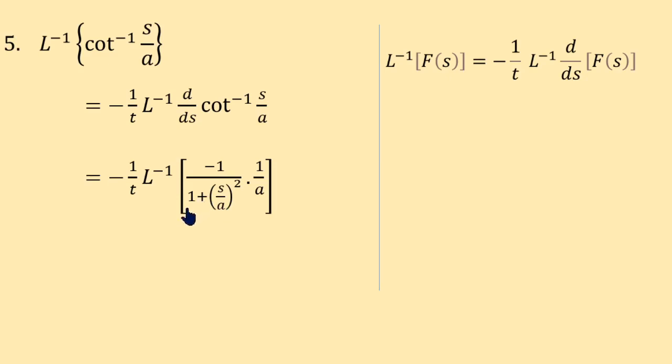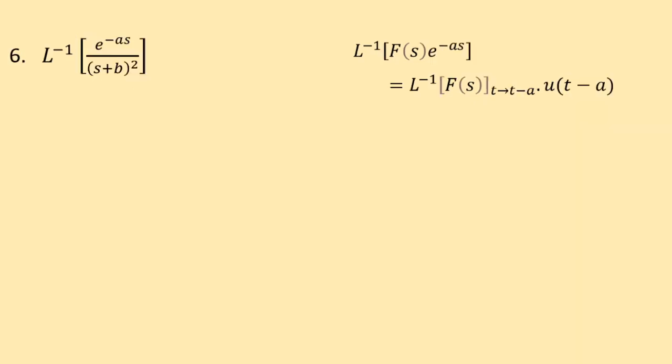Taking the common denominator, a square plus s square by a square. So, a square in the denominator goes to the numerator, cancel one a. So, it is minus a by s square plus a square; take the minus outside. So, minus minus plus 1 by t into L inverse of a by s square plus a square. We know this: the Laplace transform of sin at is a by s square plus a square. The inverse Laplace transform of a by s square plus a square is sin at. So, 1 by t into sin at is sin at by t. So, this is the answer for the inverse Laplace transform of cot inverse s by a. Followed? Okay. Next question.